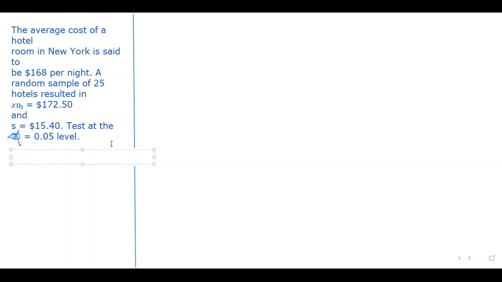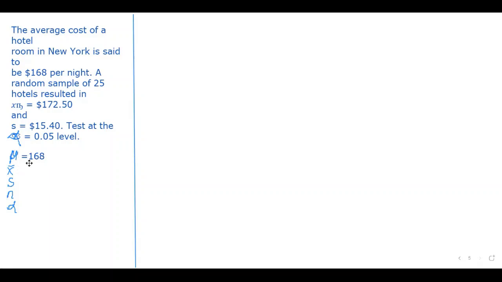So this one, let's move on. We know the population mean to be 168, because the average cost of a hotel room is talking about the population, New York. The mean is here. We have the sample mean, we have s, we have the sample size, and we have alpha. So here the population mean is 168.